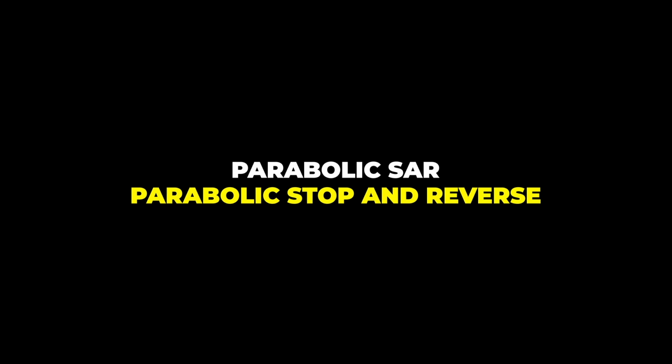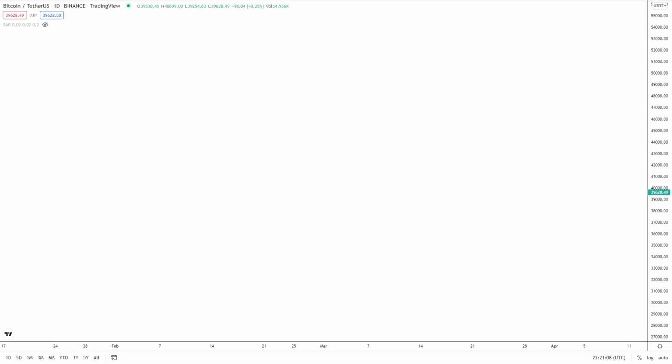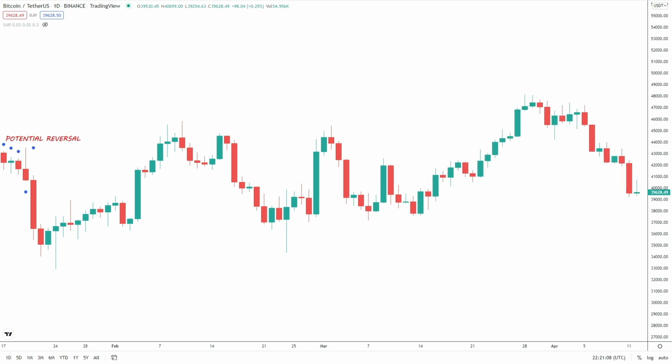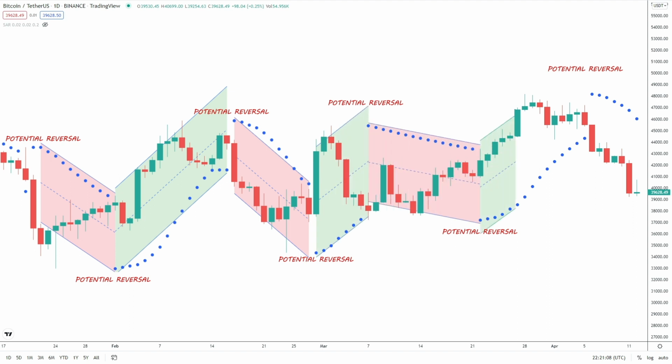Parabolic SAR. The parabolic SAR, or the parabolic stop and reverse, is a technical indicator that was created by Willis Wilder. The goal from the creation of the parabolic SAR was to create an indicator that will help you find a potential reversal in the market price direction. What the SAR really is, is a trend following indicator, meaning this indicator will always follow the trend and sometimes will help you, not all the time.